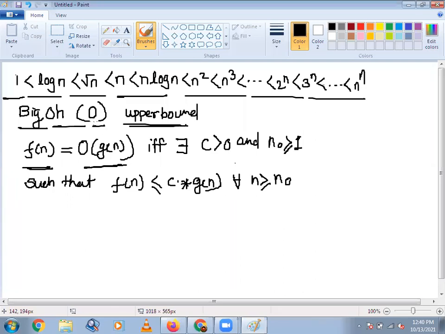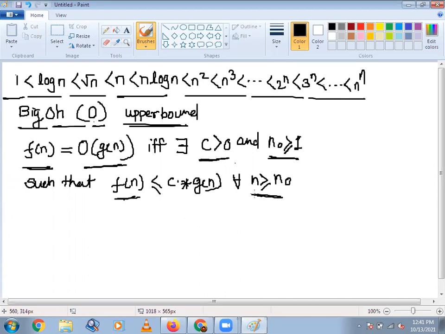Then the symbol is capital O. There are two functions, f of n and g of n, such that f of n is equal to big O of g of n if and only if there exist two constants such that c is a positive constant and n0 is greater than or equal to 1, and f of n is less than or equal to c into g of n for all values of n which are greater than or equal to n0.